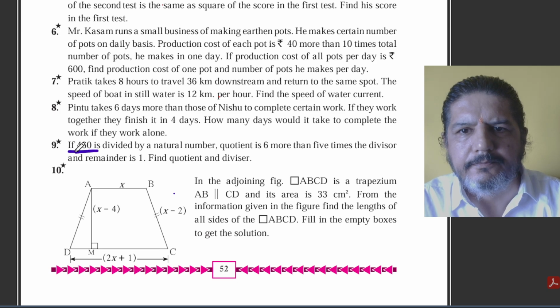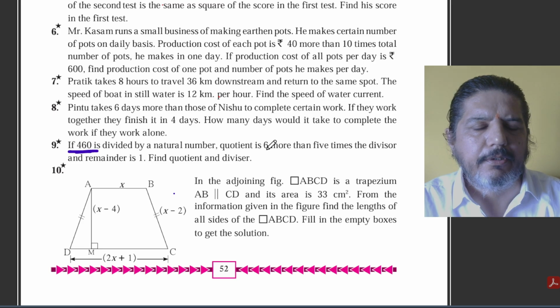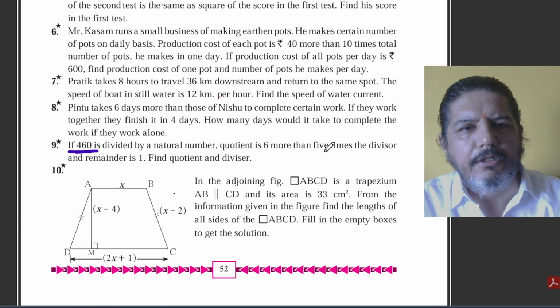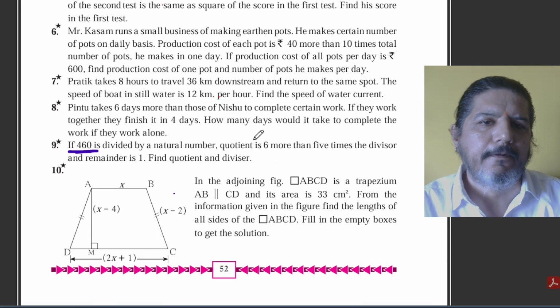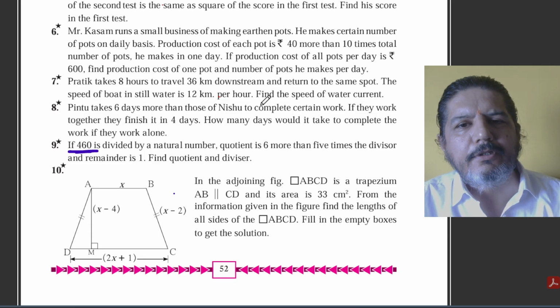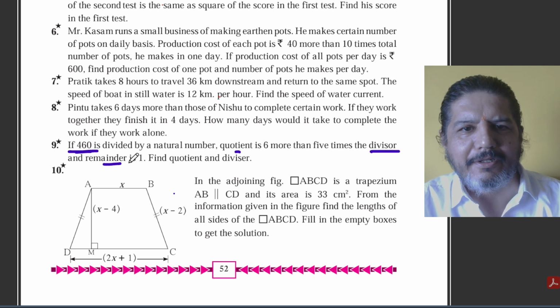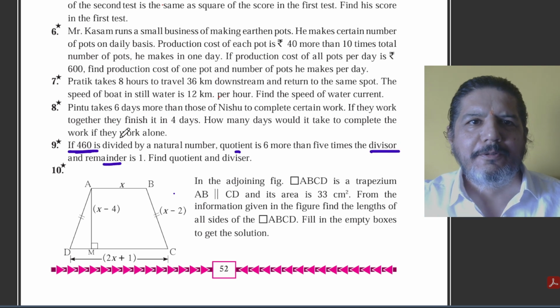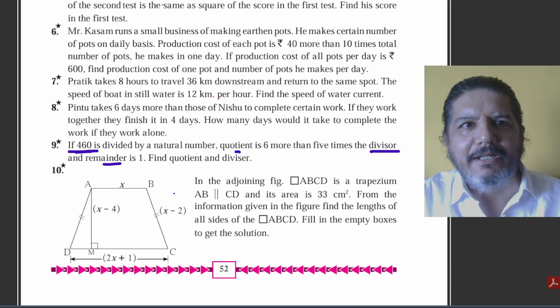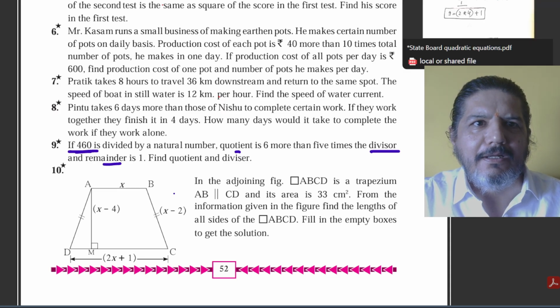If 460 is divided by a natural number, quotient is 6 more than 5 times the divisor, and the remainder is 1, find the quotient and the divisor. The first thing about this question is that we need to understand what is a quotient, what is a divisor, what is the remainder. So these are the things that we need to understand first. So let's understand these first.